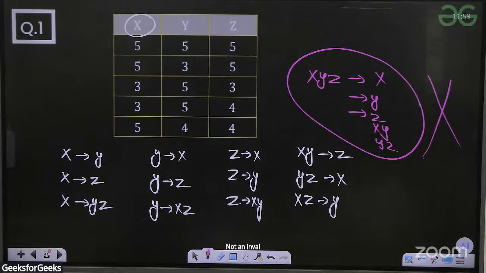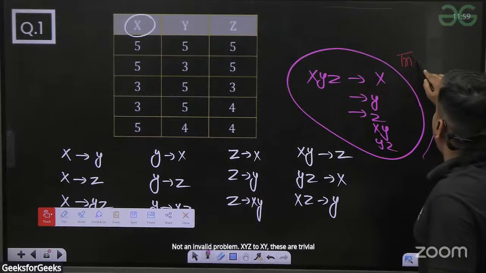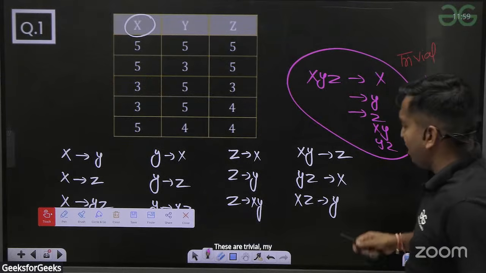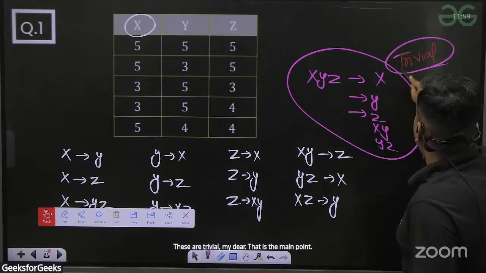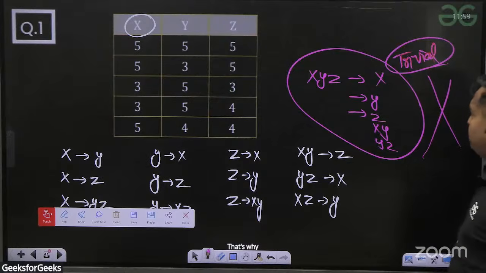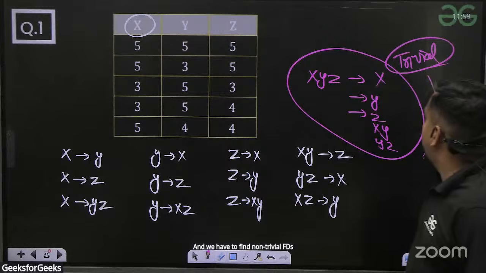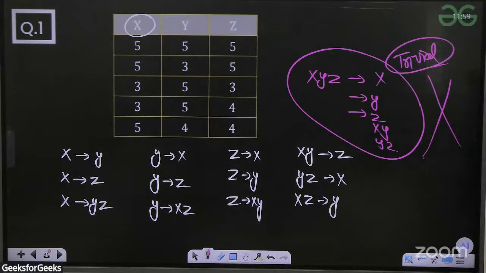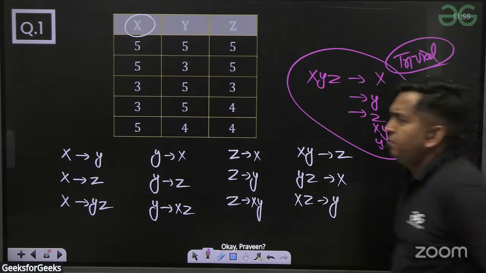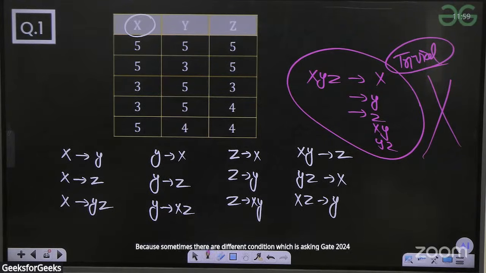Not invalid, Praveen. X, Y, Z to X, Y, these are trivial. These are trivial, my dear. That is the main point. And we have to find non-trivial FDs. Okay, Praveen? Rather, don't make a combination in this manner, because sometimes there are different conditions, which is asked in GATE 2024, 2 marks question.